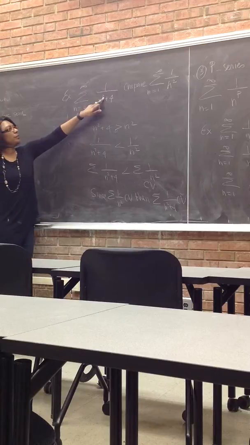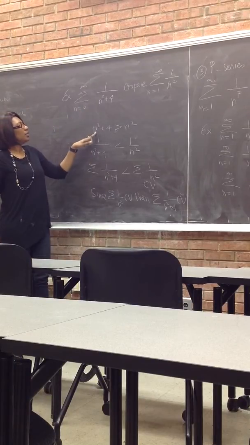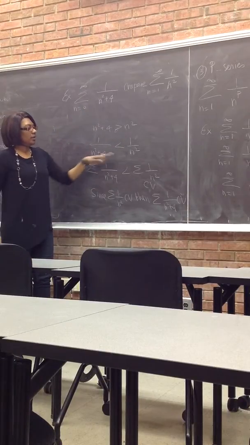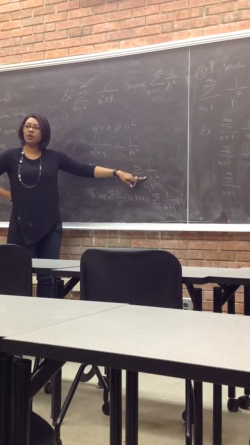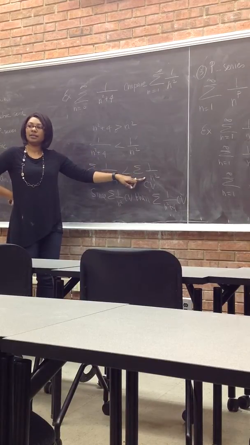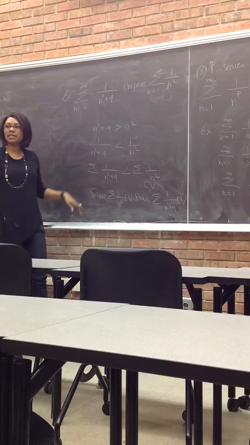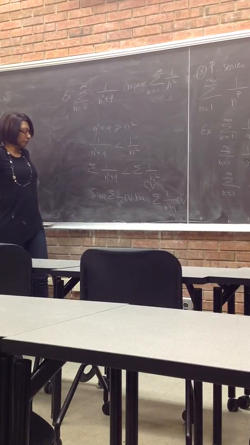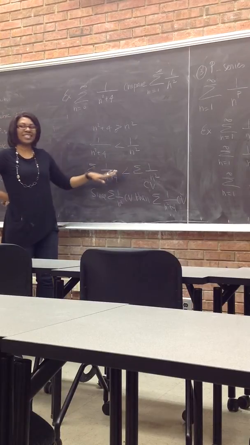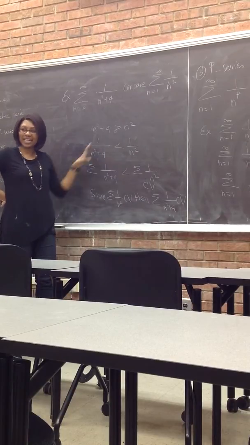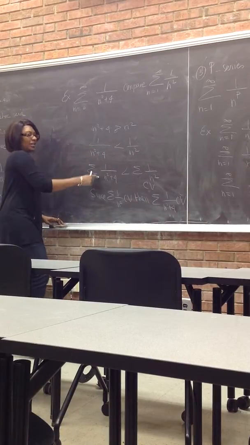But if that n squared was n to the 1/2, then this would be the same thing, but n to the 1/2 diverges. I cannot say anything, because if this one diverges, I cannot conclude. This one has to converge and then I can conclude, or this one has to diverge and then I can conclude.